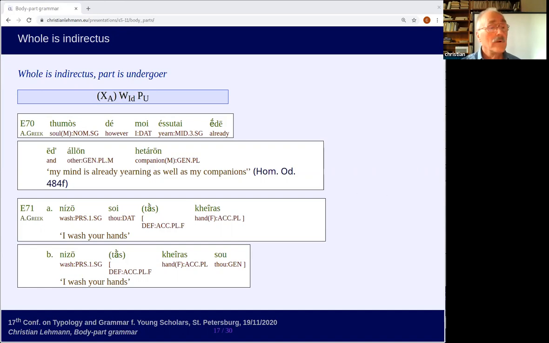The next example is with an external actor. If there is an actor distinct from W, this will generally be coded as transitive subject or ergative actant. In ancient Greek, W then generally appears in the dative, as in this example. The B version is possible, but subject to constraints. Here the W is in the genitive.